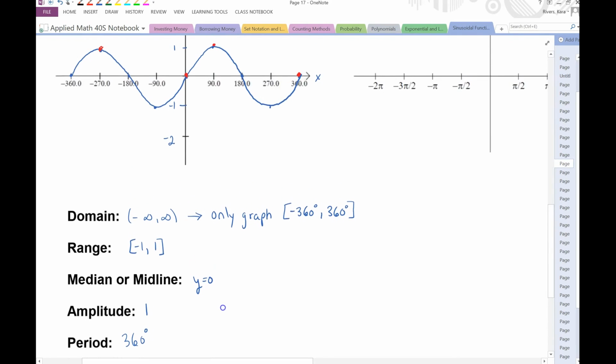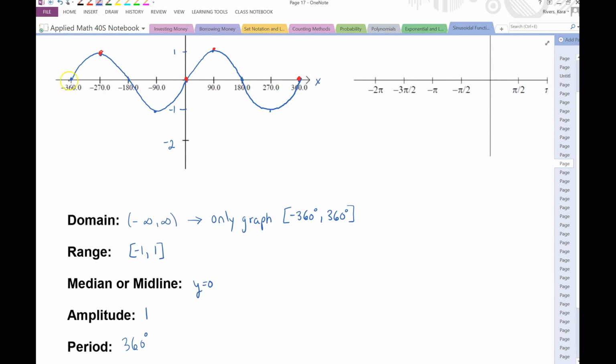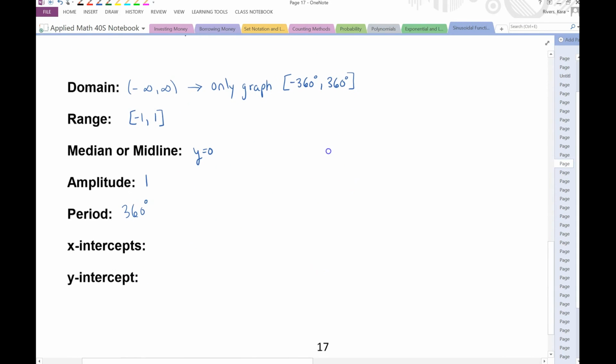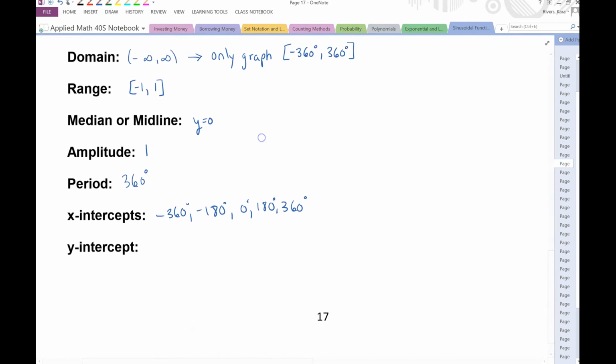Now our x-intercepts, you can see along the graph, we're at -360, -180, 0, 180, and 360. Don't forget to put the negatives for the negative ones there. And finally, so those are all degrees, sorry. And finally, for our y-intercept, you can see that that's at 0 as well.